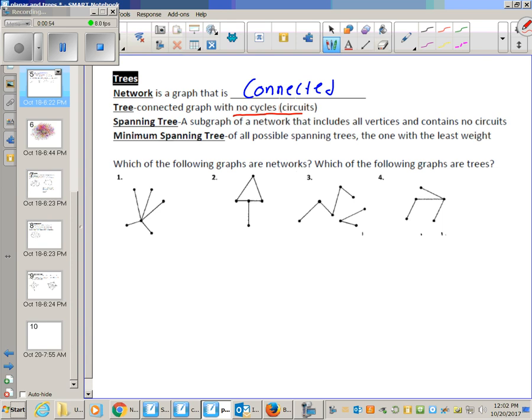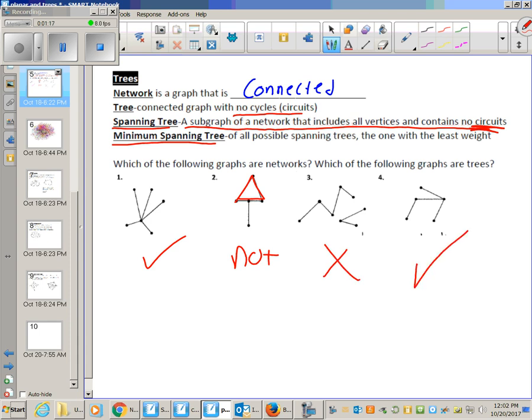Okay, today we're going to be trying to find the minimum spanning tree. Remember that a spanning tree is a subgraph of a network that includes all vertices and contains no circuits. So this is a tree. This is not a tree because of the circuit. This is not a tree because it's disconnected. And this is a tree because there are no circuits. Everything branches off from the point. Feel good about trees? We're good? Great.